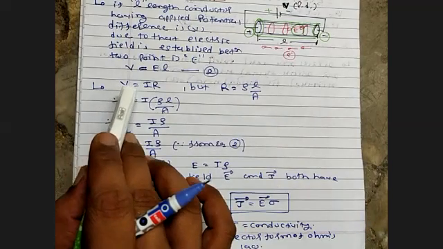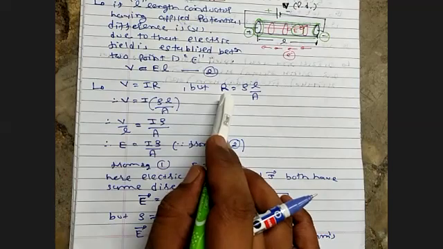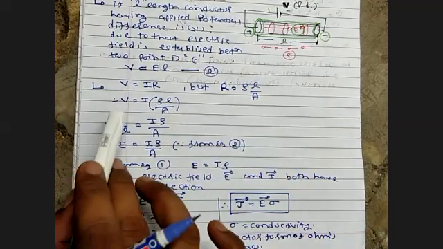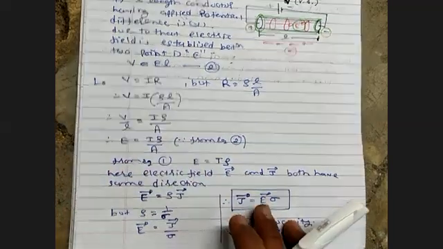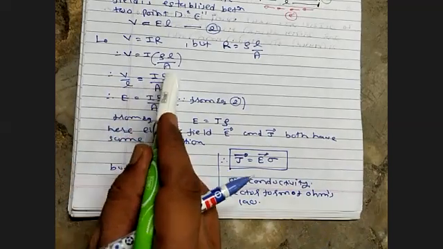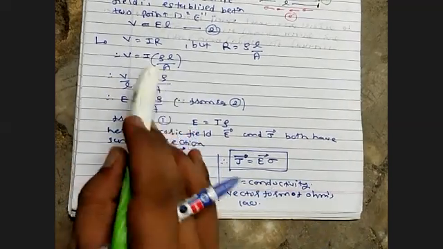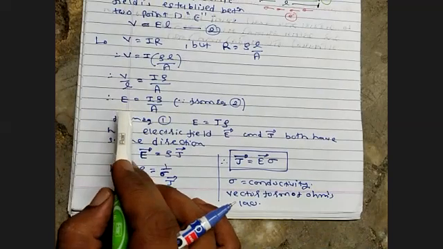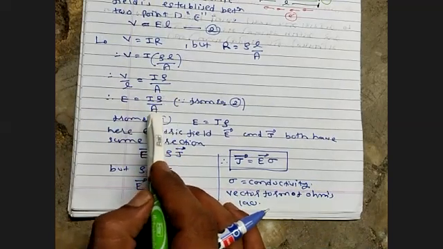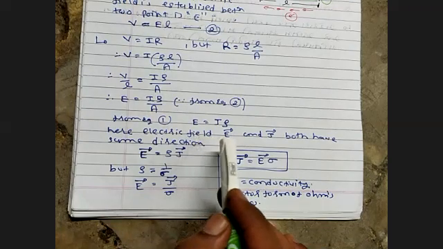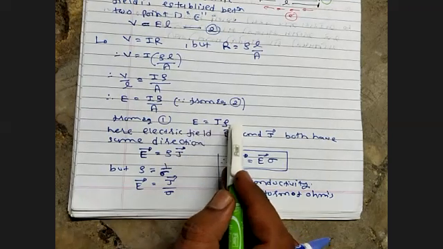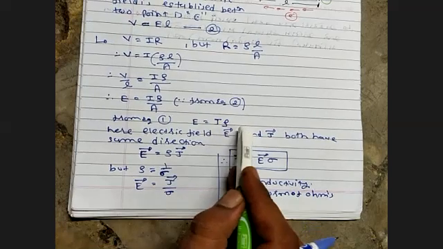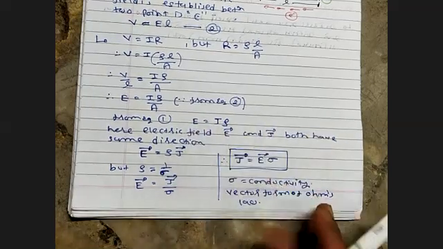Move further. As we know, V is equal to IR, but R is equal to rho L upon A. So V is equal to I rho L upon A, and V upon L is equal to I rho upon A. Taking L to the denominator side, V upon L is the electric field, so E is equal to I rho upon A. Now E is equal to J into rho, because I upon A is equal to J. Rho is the resistivity, J is the current density, and E is the electric field, and there is a relation between them.